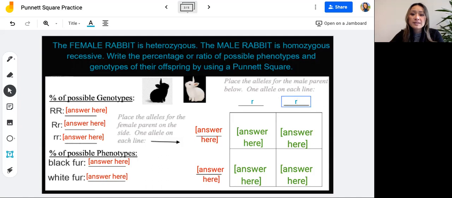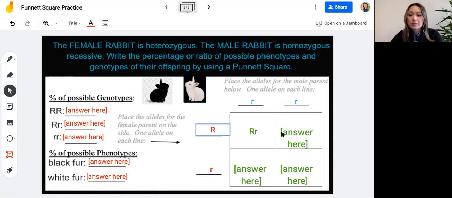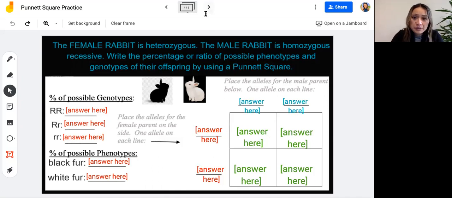The female rabbit is heterozygous. And so then you would put a capital R and then a lowercase r, right? Since it's heterozygous or hybrid. And so you would fill in the genotypes for the offspring. I'll do the top left one as an example. So we will have 1 allele from mom and 1 allele from dad. Okay, so again, I'm combining the 2 alleles, 1 from each parent, right? And so you guys were pretty good at this. So I'm going to stop there and give you a chance to complete that yourself.